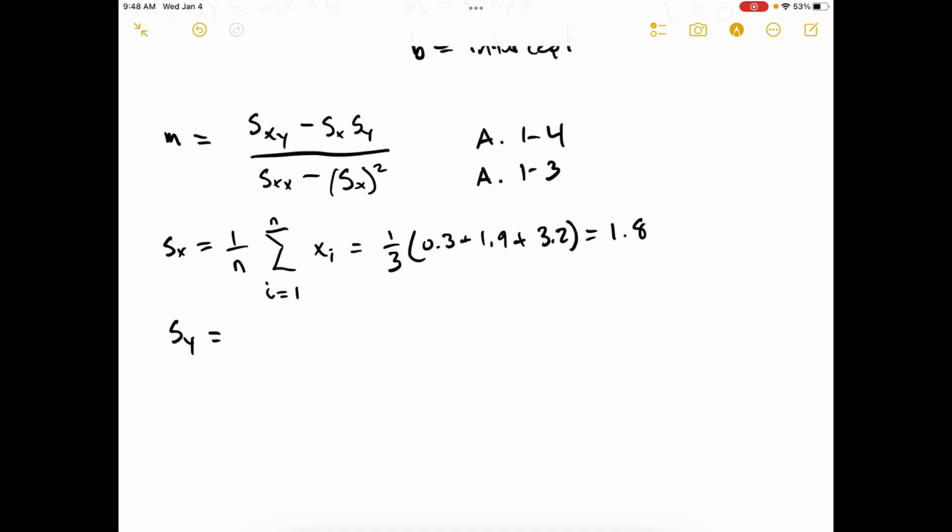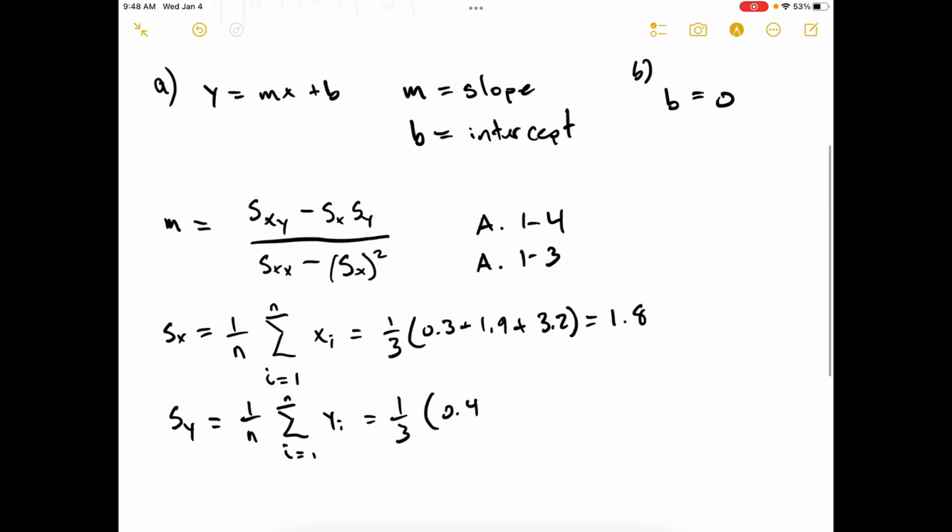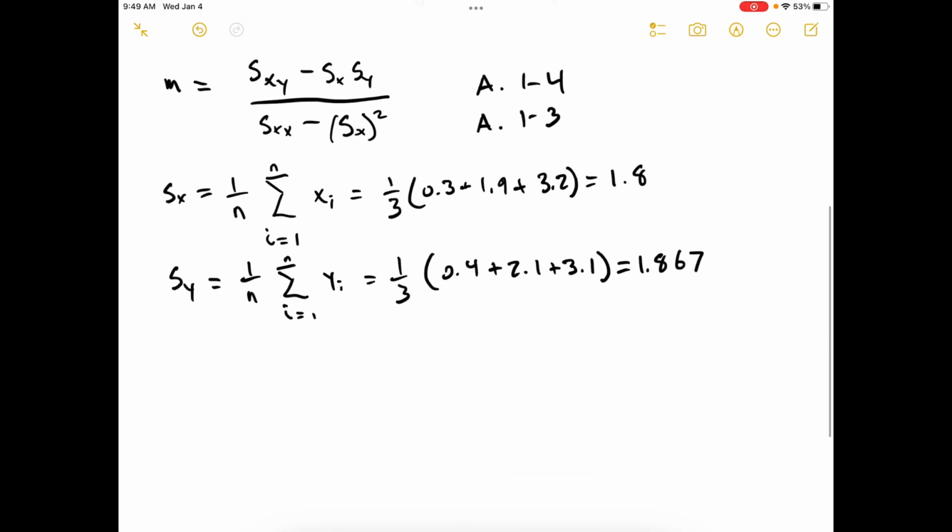Sy equals 1 over n summation i equals 1 to n of yi, which equals 1 over 3. Add all the y's together, 0.4 plus 2.1 plus 3.1. And this equals 1.867.